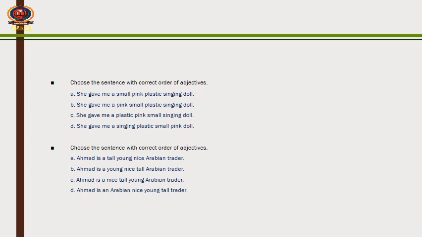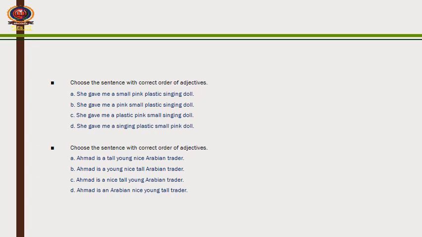Choose the sentence with the correct order of adjectives. She gave me a small pink plastic singing doll. She gave me a pink small plastic singing doll. She gave me a plastic pink small singing doll. She gave me a singing plastic small pink doll.